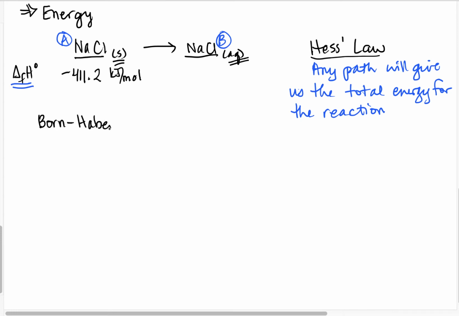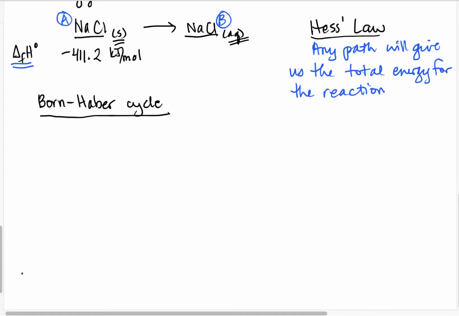In the Born-Haber cycle, we're taking the sodium chloride apart in a different way compared to the formation enthalpy. We're taking it beyond just the formation enthalpy and up into the ions. So let's take a look at how that's going to look.